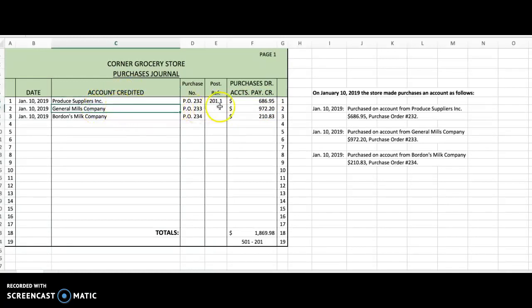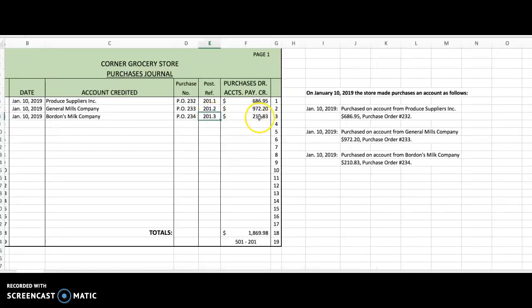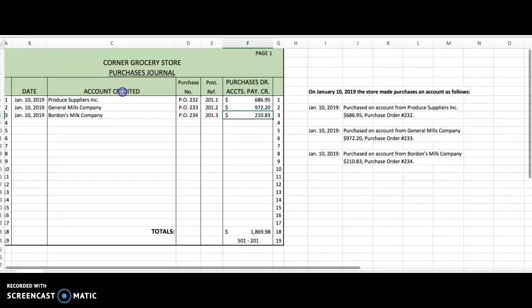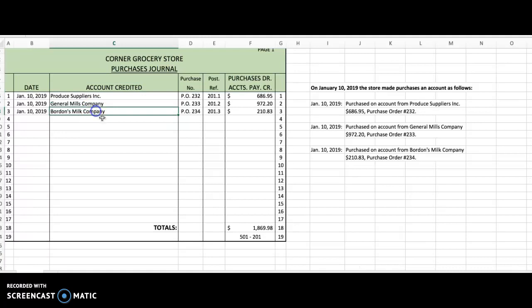And we look at the next one, General Mills, and let's say it's 201.2. If that's already posted, that means the $972.20 has been credited to the General Mills company, to that subsidiary ledger account. Same way with the next one. We'll assume that's the account number. The 210.83 is credited, as you see there, to the Borden's Milk Company. So we can look at the subsidiary ledger and see quickly how much we owe to each one of these companies. If we want to know the total, we can go to the accounts payable account in the general ledger and see the total amount.